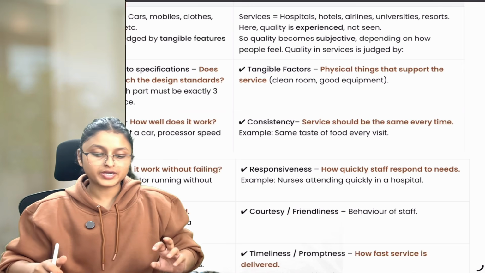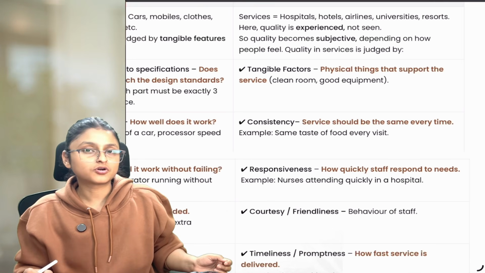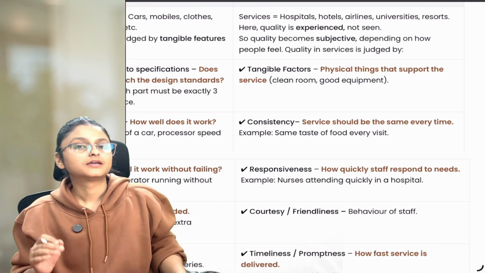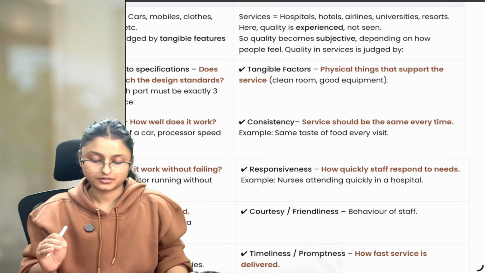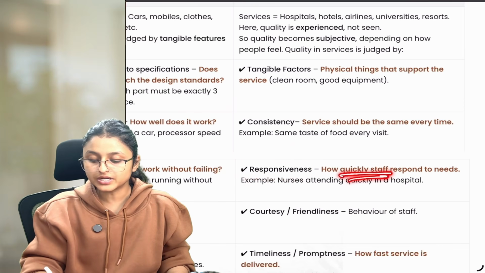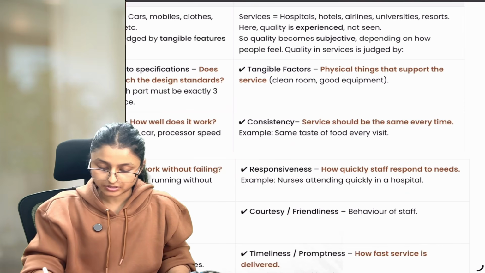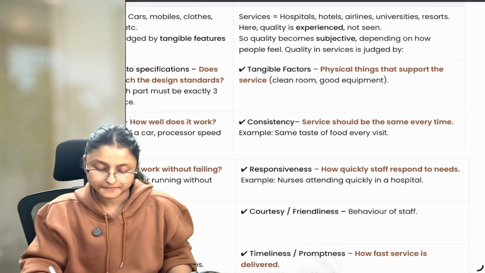When you have to wait with the menu for 10 to 15 minutes, and no one is coming to take your orders, you'll feel irritated, and that lowers the experience you are getting and hence lowers the quality. That is why responsiveness is important in service: how quickly staff is responding to your needs. One more example is nurses attending quickly in a hospital.